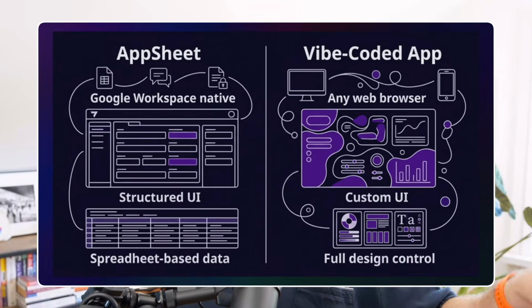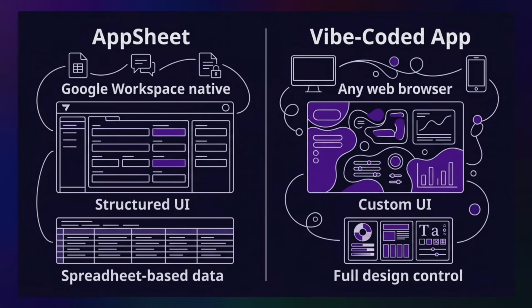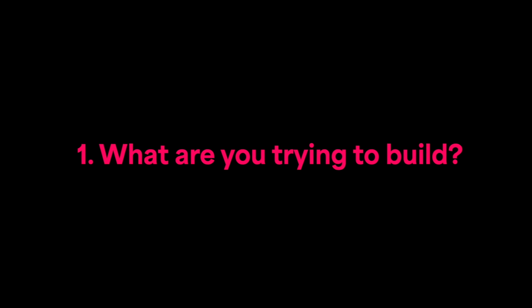All right, just to summarize where we are so far, we've got the AppSheet app on the left, and we've got the vibe-coded app on the right. Both are apps, both solve your real business problems, but they look very different and they're built very differently. And they're both right for different situations. Which brings us to the two questions. Question number one is, what are you actually trying to build?